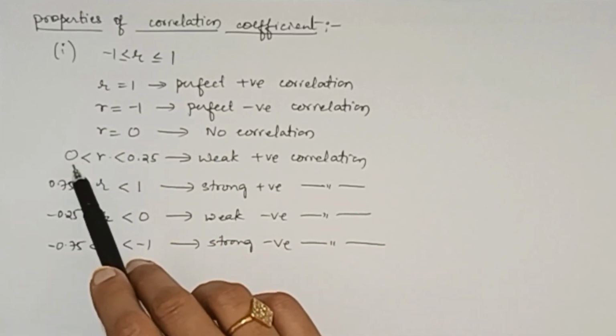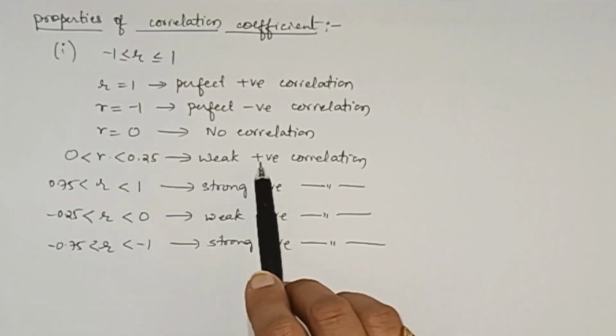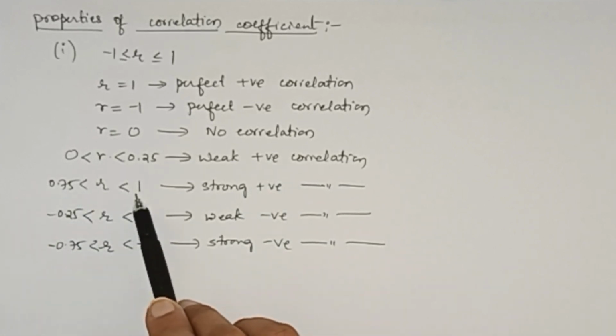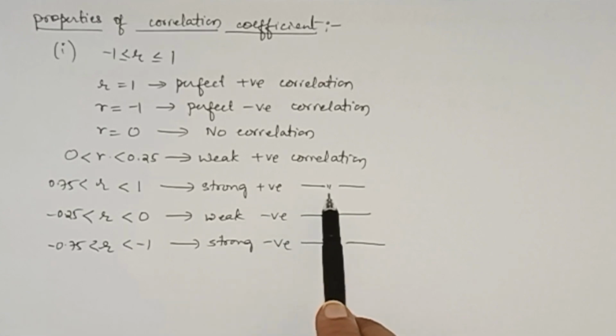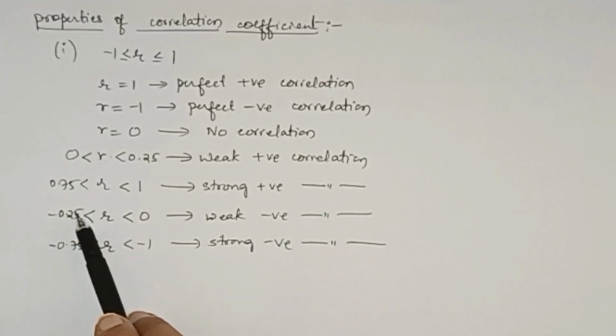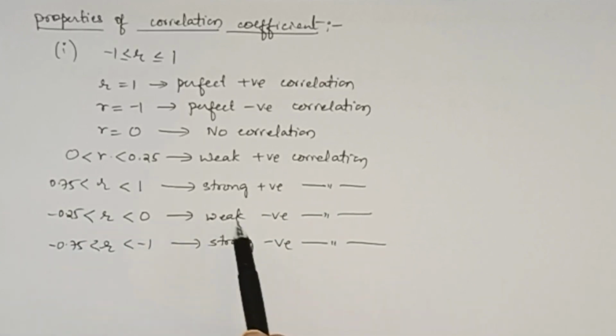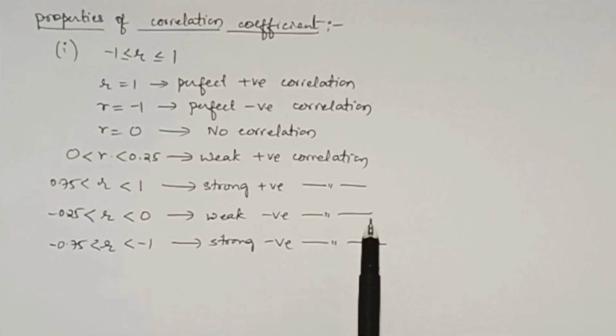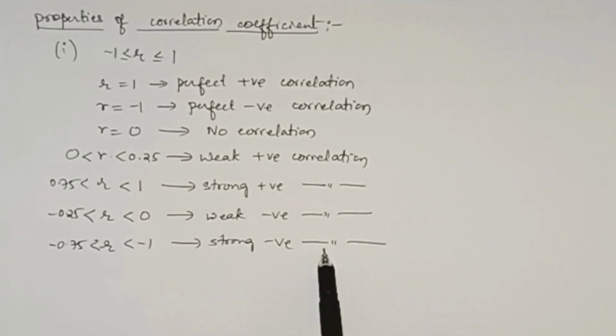If r is between 0 and 0.25, then there is a weak positive correlation. If r is between 0.75 and 1, there is a strong positive correlation. If r is between -0.25 and 0, there is weak negative correlation. If r is between -0.75 and -1, then that is strong negative correlation. These facts you have to remember before solving the problems.